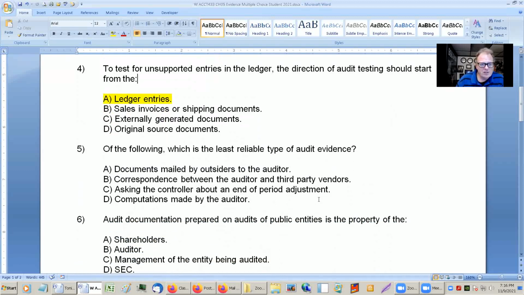Which of the following is the least reliable type of audit evidence? You've got to go through all of them because you're looking for which is the least. Auditor and third-party vendors. So these are third parties, outsiders. This is the best evidence. And so you guys are correct.